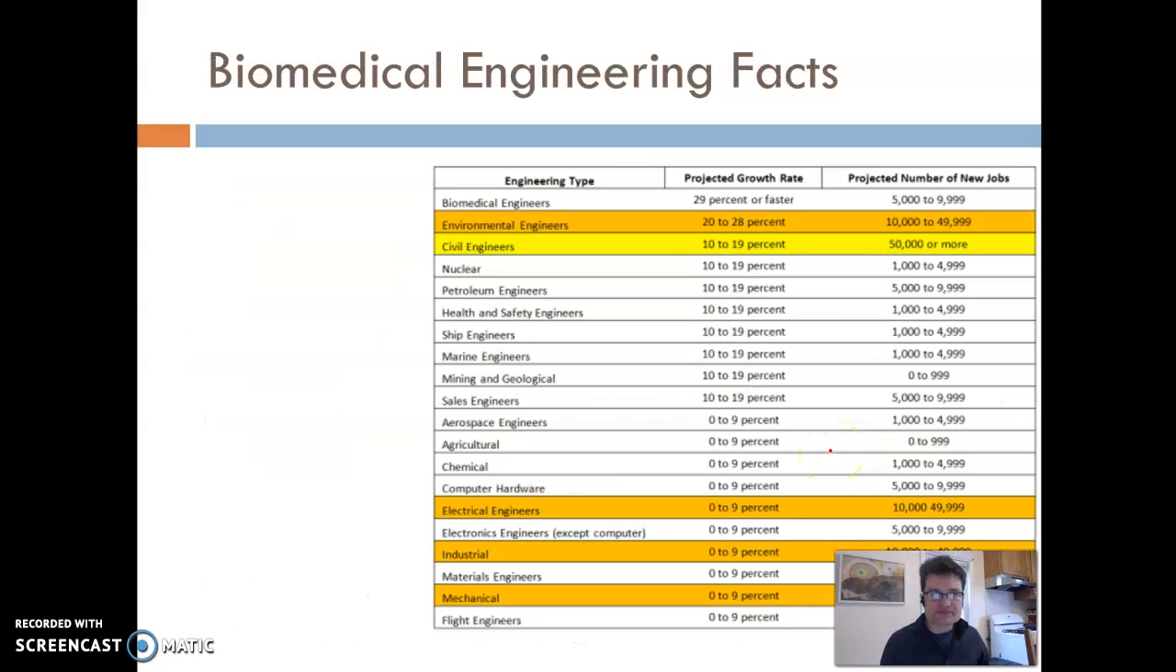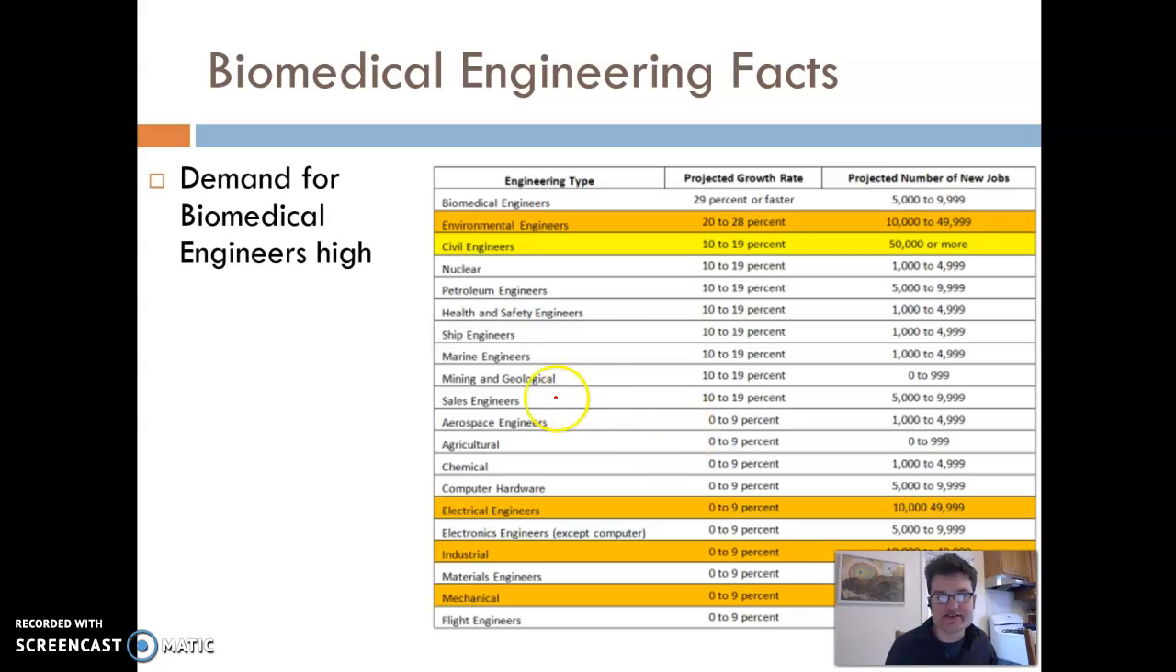All right, and last but not least, why we actually care about this. You'll notice right here, the demand for biomedical engineers is high. Right now, that is pretty much towards the top of the list. We're having a growth rate of about 29% or faster in the field. Now you look, there's not as many jobs that you can see appearing here, but not as many people going into it as well. You'll notice a couple other ones right here: environmental, civil, nuclear.